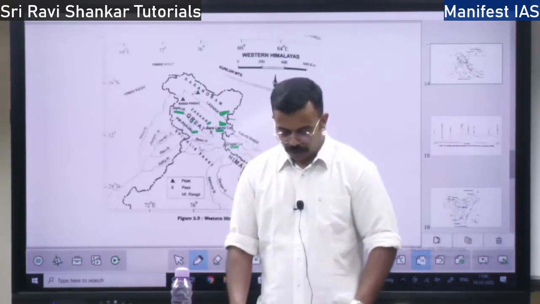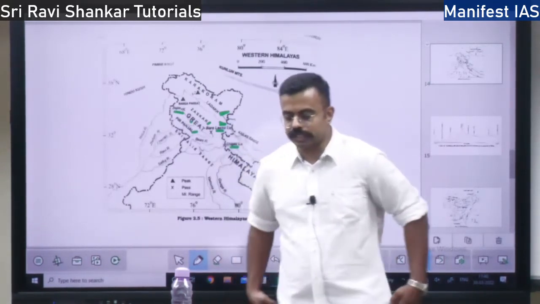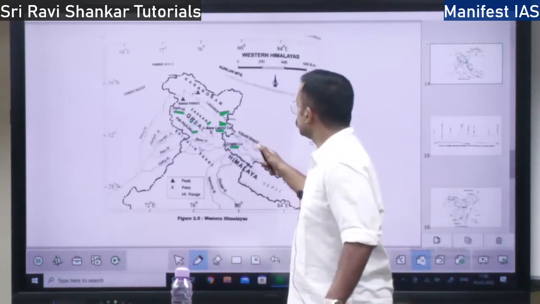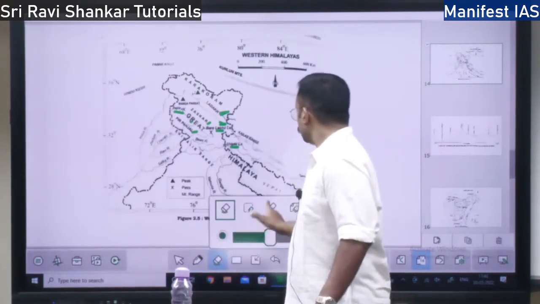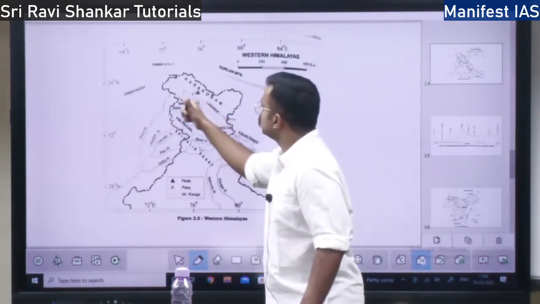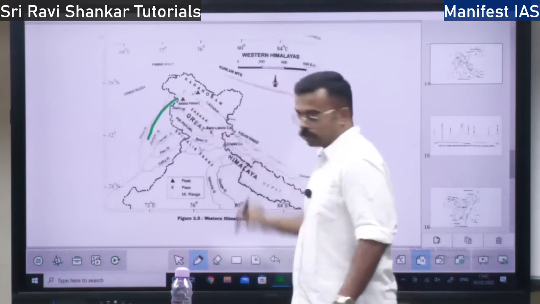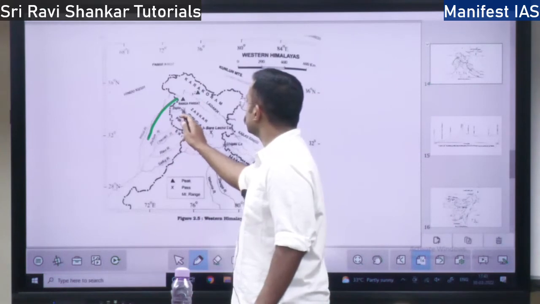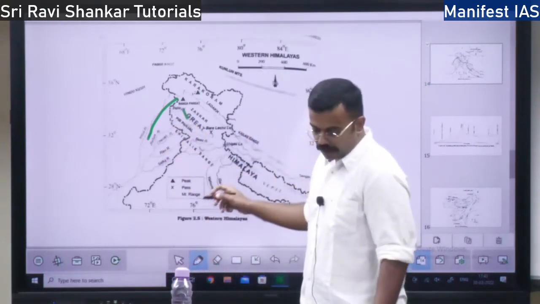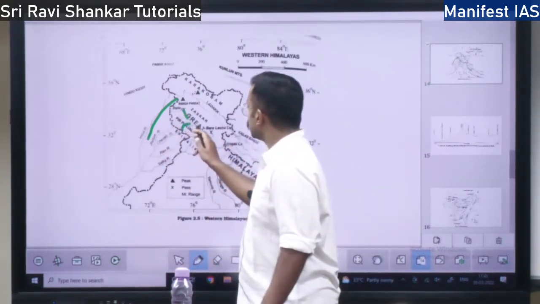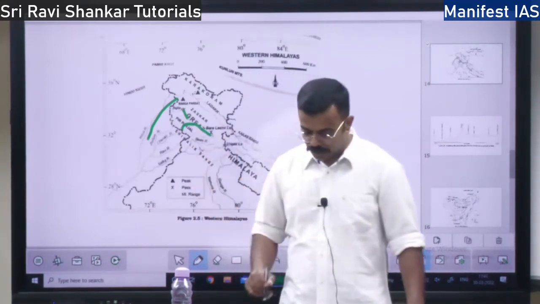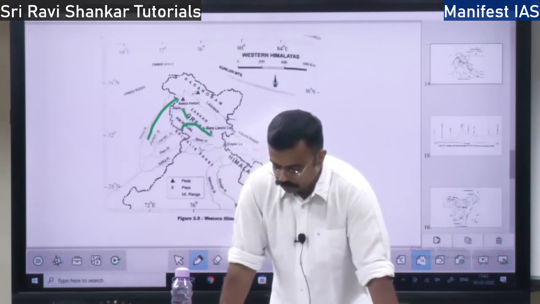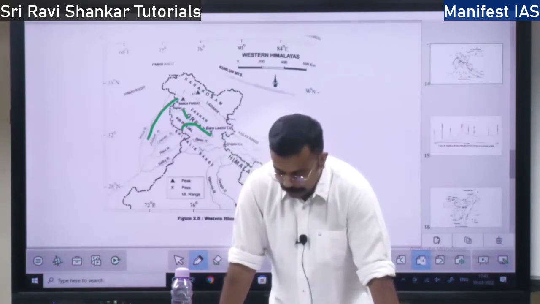Then, what are the rivers that pass through this region? You have the Indus River. Indus, where is Indus going? Indus will be, this is Indus, this river. So you have the Indus River, you have the Jhelum River, Jhelum is here. Then you have the Chenab River, Chandrabhaga, Chenab River is also there, right? Jhelum passes through the Ular Lake here.